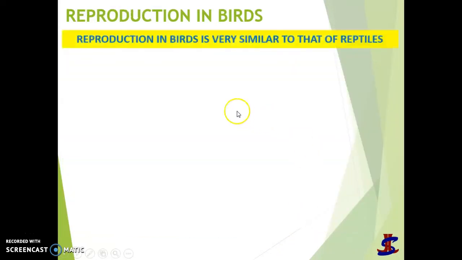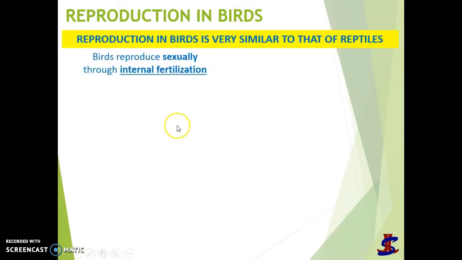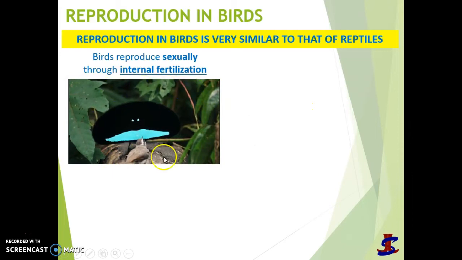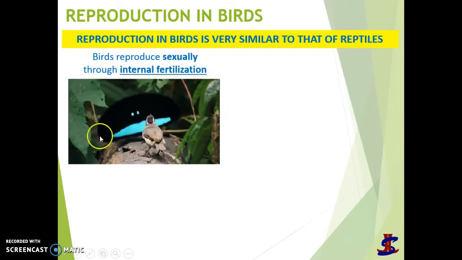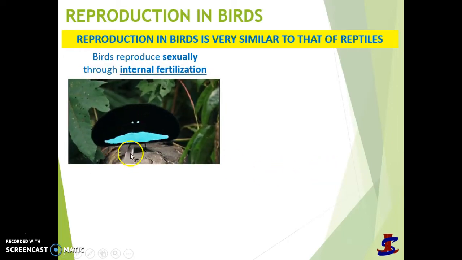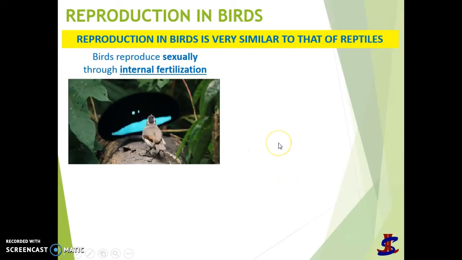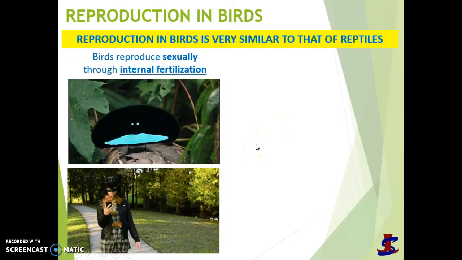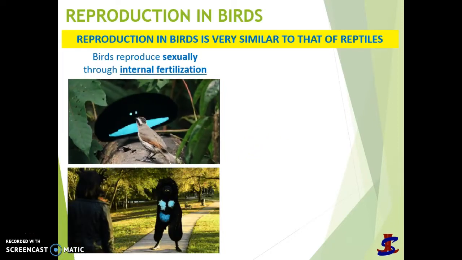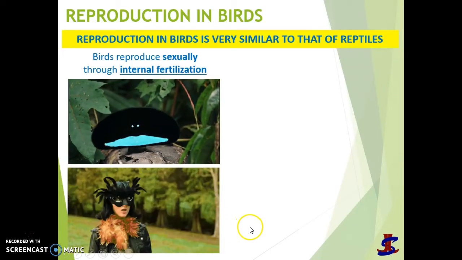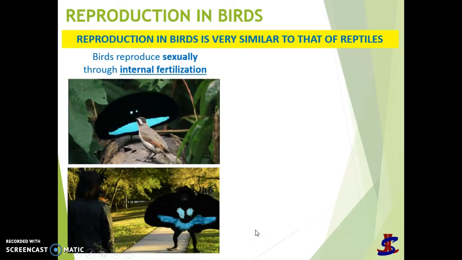Reproduction in birds is no big deal. It's very similar to that of reptiles. They are oviparous. They reproduce sexually through internal fertilization, but they have some very funny mating rituals to attract the females. You see here this bird of paradise trying to attract this female. He's doing this kind of dance, and I don't know, maybe this gives you an idea to attract females of the human species. You see here, trying. What do you think? Is this going to be successful or not?